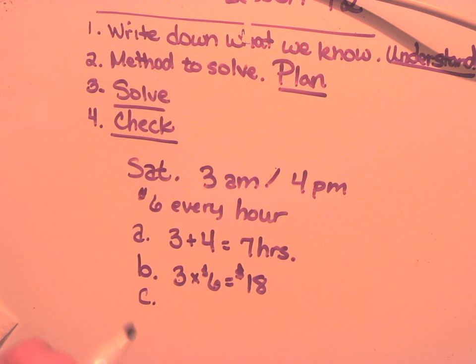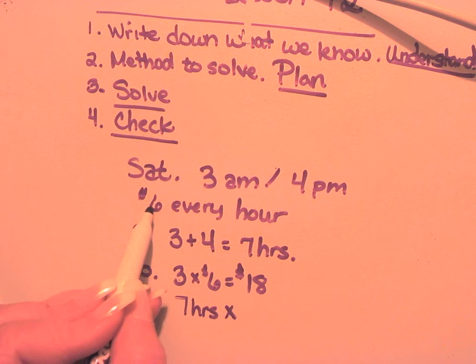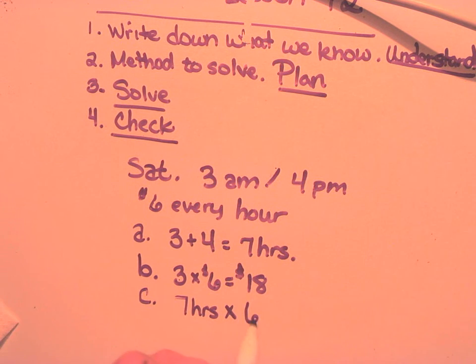C says, how much money did Terrell earn in all? Well, how much did he earn in all? I have to figure out how many hours he worked, which is given to me by A. So he has 7 hours, and then he times that by the amount of money per hour. So I get $6 every hour. We multiply that together. 7 times 6 gives us $42 in all.